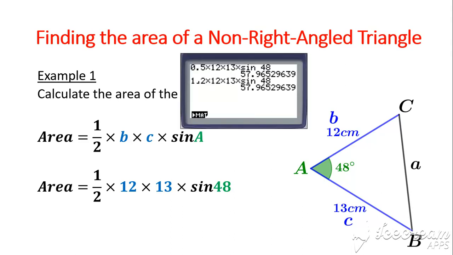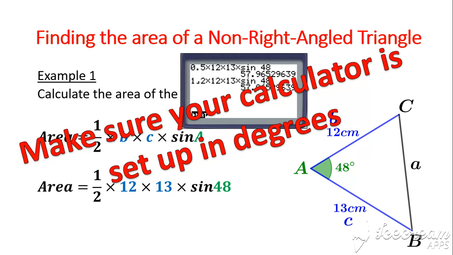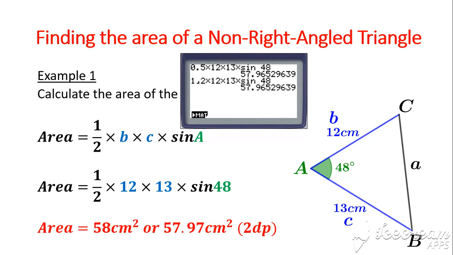Right, I'm going to get my calculator, go half. I could either use 0.5 or the fraction button, 1/2 for half, times 12 times 13 times sine of 48. Please make sure your calculator is set up in degrees to solve this problem. And we're going to round the answer to either 58 centimeters squared or 57.97 centimeters squared to 2 decimal places, depending on how you need to round your answer. And please don't forget, this is an area question, so you need centimeters squared.